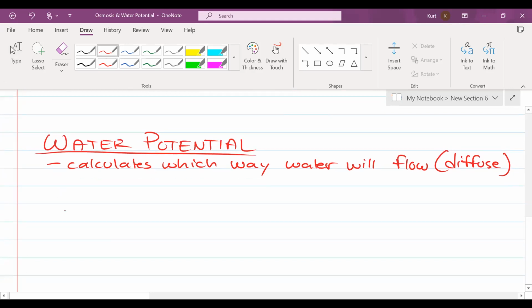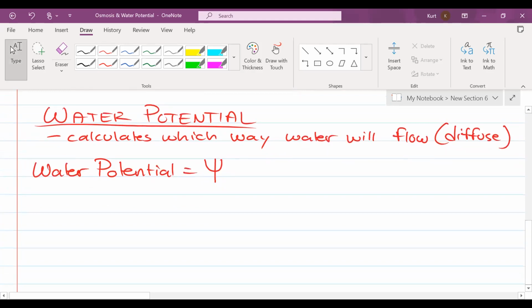The symbol for water potential is the Greek letter psi, as in Poseidon. And what was Poseidon's weapon? A trident, like Aquaman. So it looks like a trident.